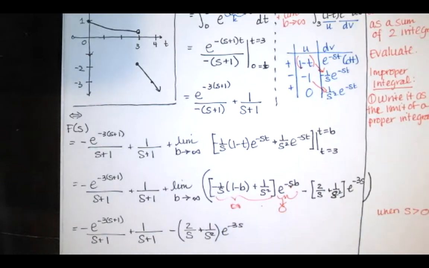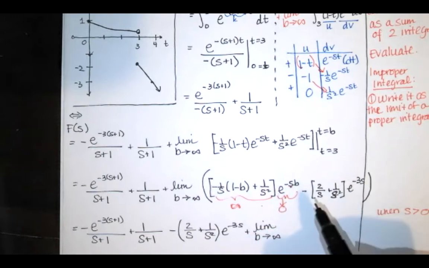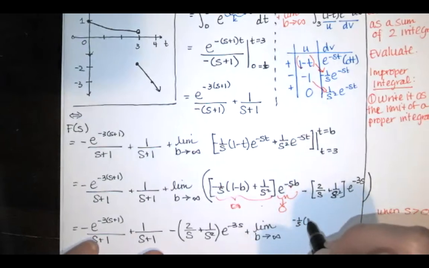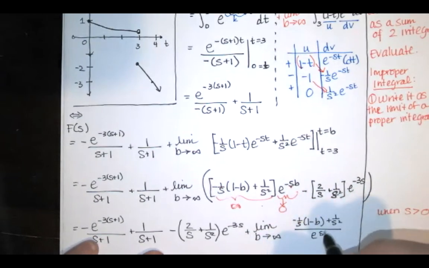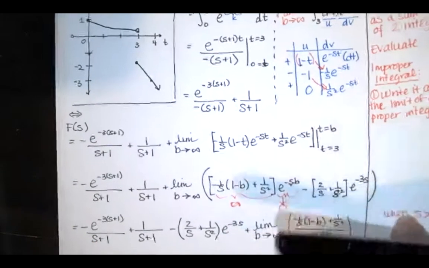So I need to use L'Hopital's rule. I need to rewrite that and use L'Hopital's rule in order to compute that limit. So I will put this negative, or e to the negative s times b, I'm going to write it as 1 over e to the sb and then put that in the denominator. So we'll have this. And now this is an infinity over infinity indeterminate form, and we can use L'Hopital's rule.